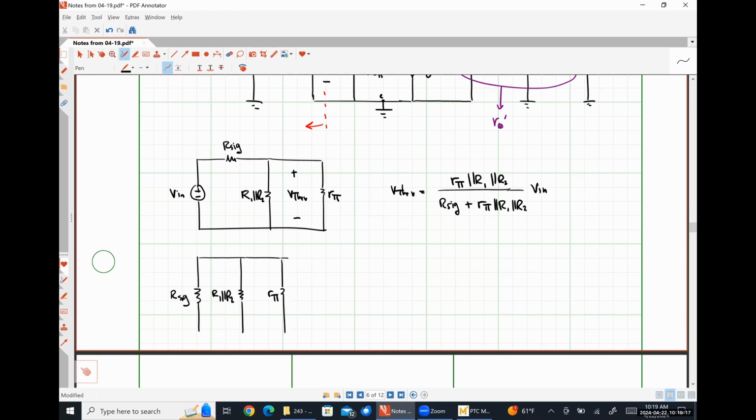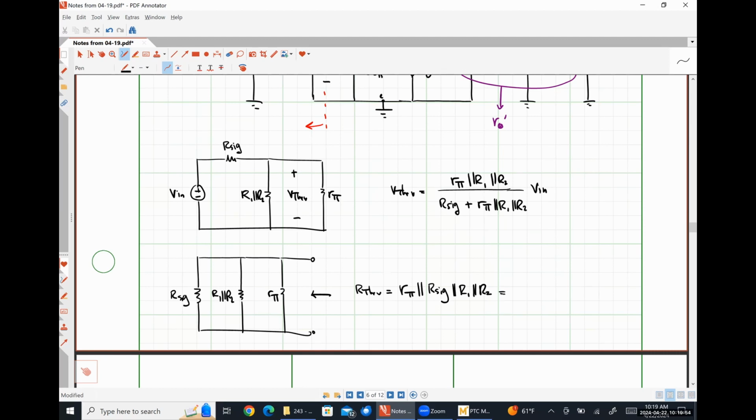R pi. Look in, and it's pretty obvious to see that all of those resistances are just in parallel. So R thev will be equal to R pi in parallel with R sig in parallel with R1 in parallel with R2. Are we all okay with that?